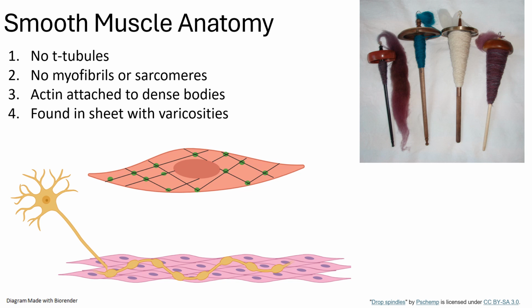Whereas skeletal muscle fibers were found in those groups that we called fascicles, smooth muscle fibers are found in sheets. And these sheets are innervated by an autonomic nerve, but that nerve doesn't form neuromuscular junctions. It forms these bulbs that you see here, which are called varicosities.